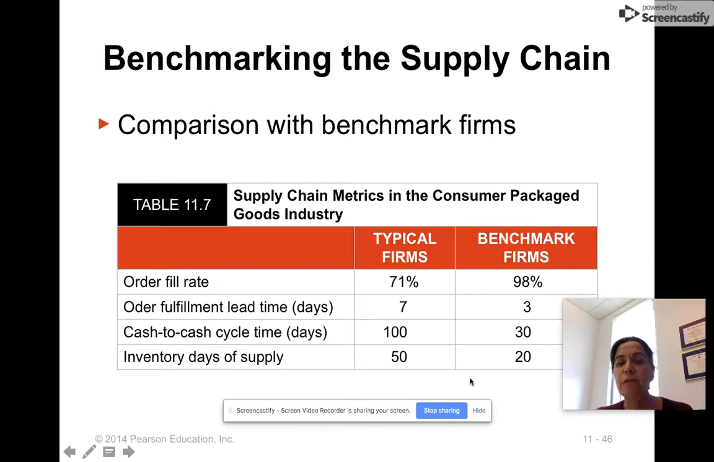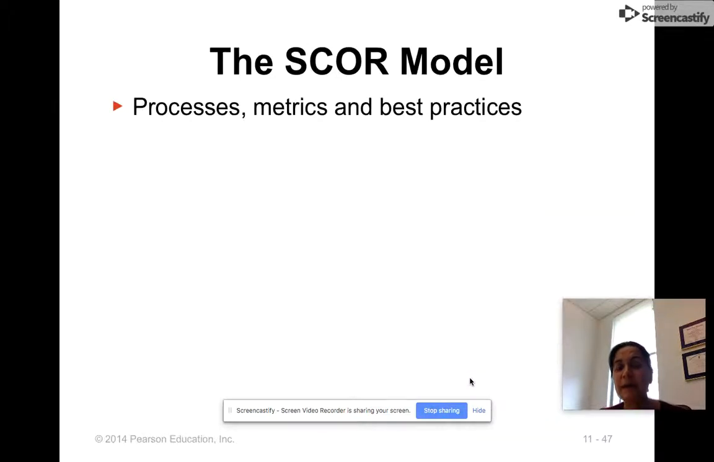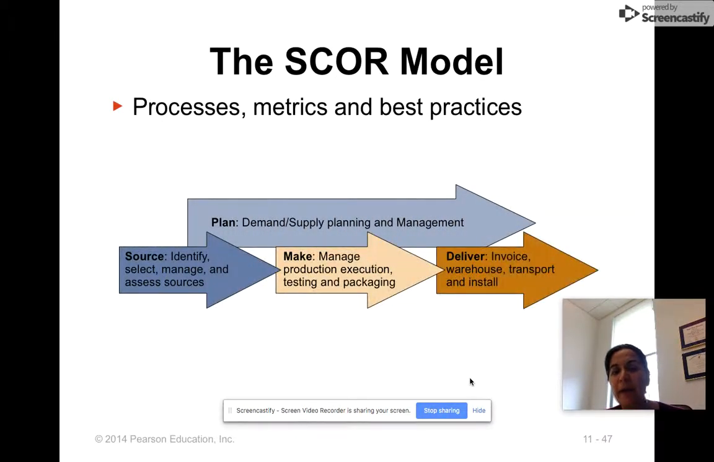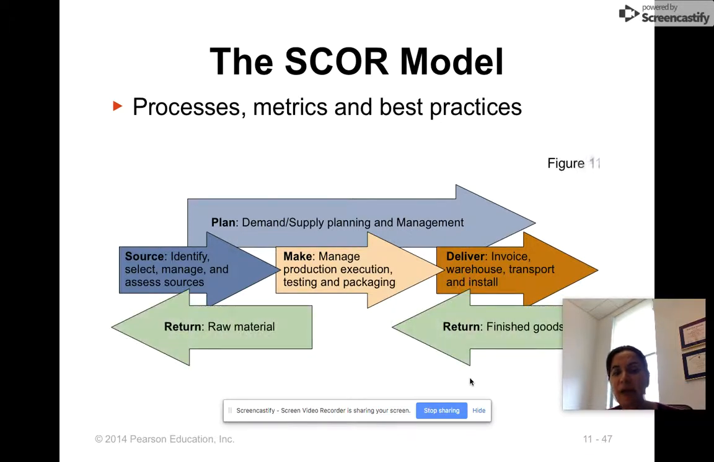In benchmarking, you can compare your company with benchmark firms. The second is the SCOR model, which basically looks at how you source something, how you make something, how you deliver it, and how you manage returns.